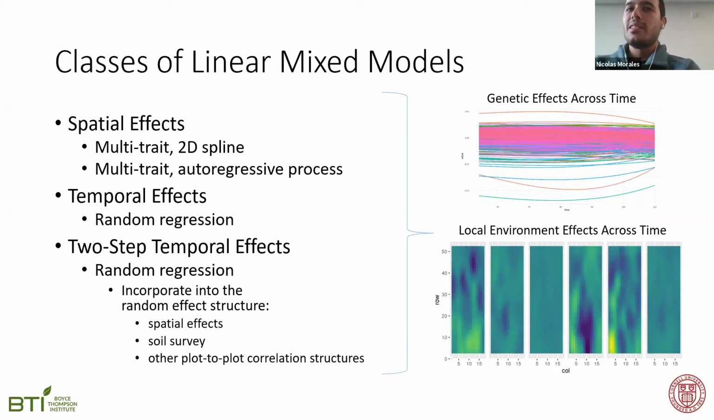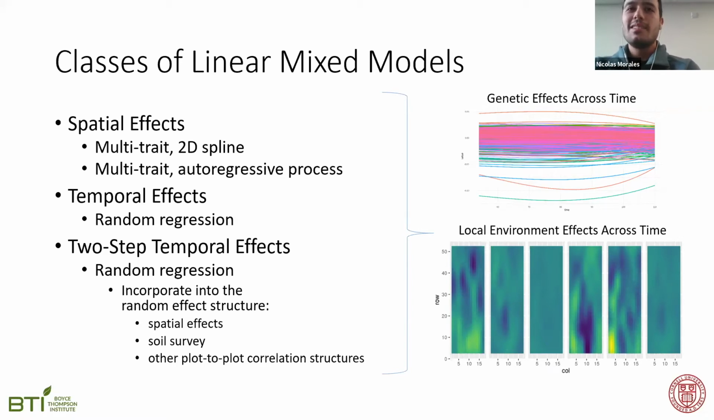So going in a little bit deeper into the models that I'm looking at, I'm looking at 3 different classes of linear mixed models. The first class is these spatial effects. So it can be a 2-dimensional spline or an autoregressive process. And this class of linear mixed model takes information from the rows and the columns of the plots in the field. And so then the second class is these temporal effects or permanent environment effects. And they're computed using a random regression.